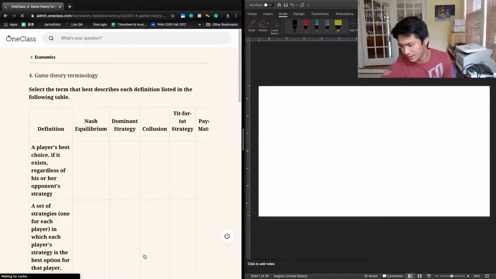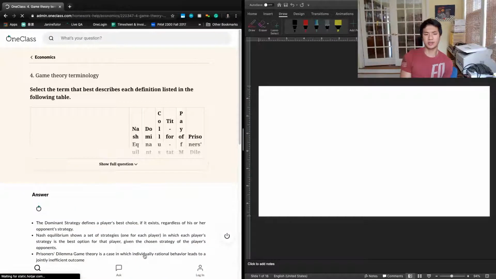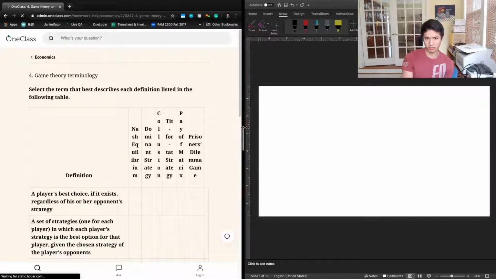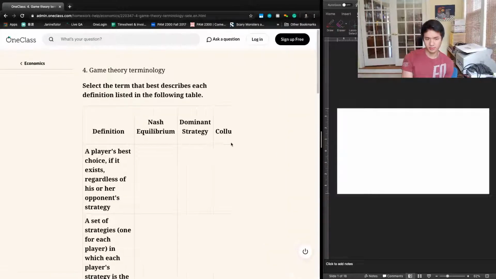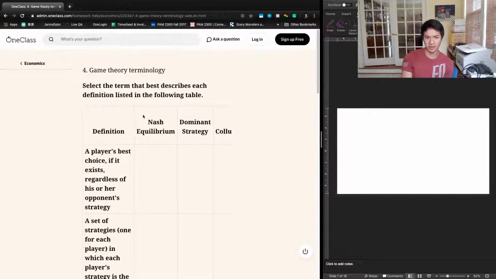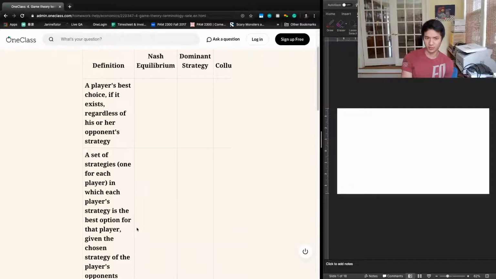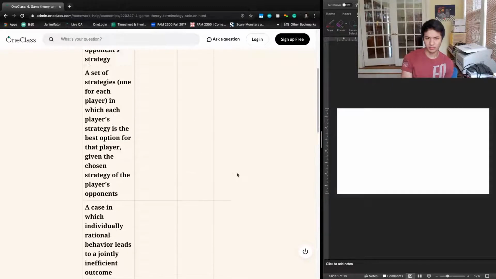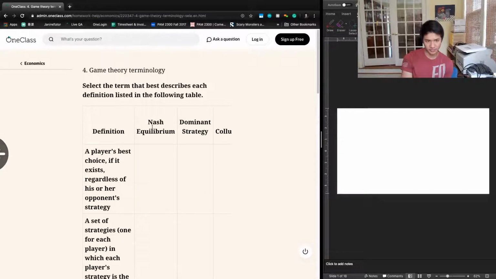Okay, next question talks about game theory terminology. Let's see if I can extend this a little bit larger to give us some more room to see. It says select a term that best describes each definition listed in the following table. And so we have definitions on the left side, and in the columns we have different terms. So let's take a look at the terms real quick. So first we have Nash equilibrium, then dominant strategy, then it looks like collusion.